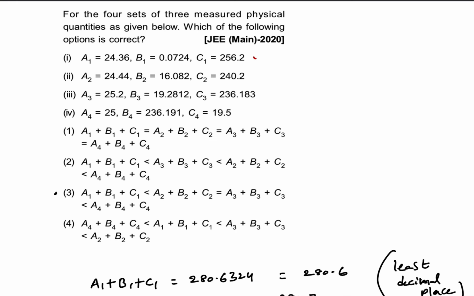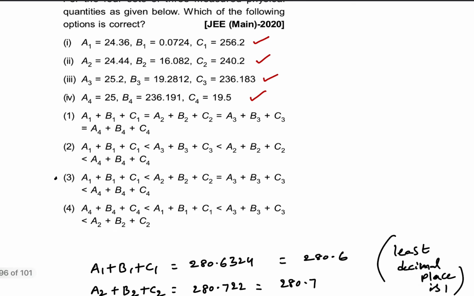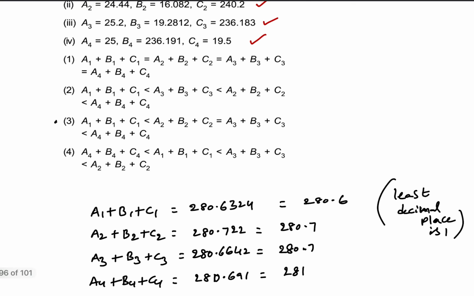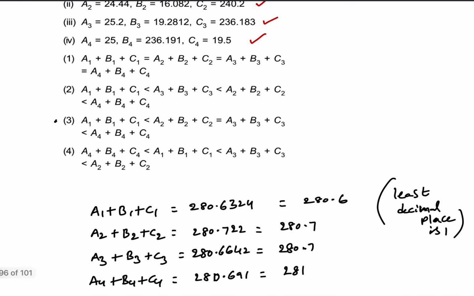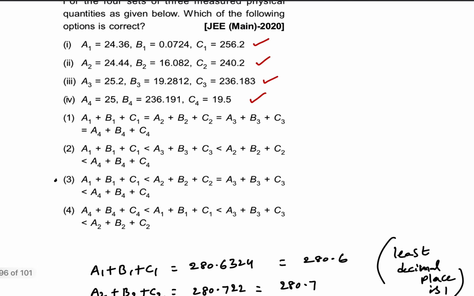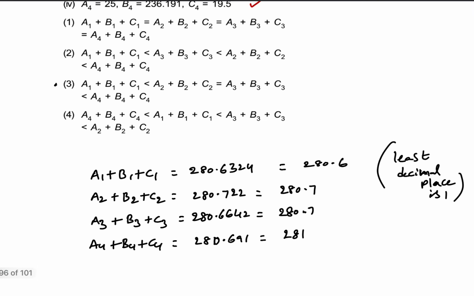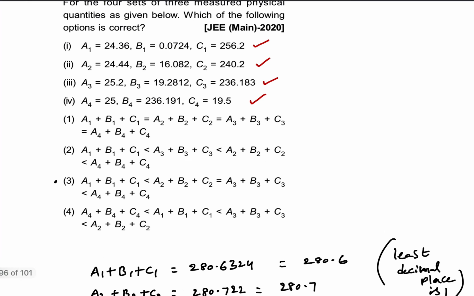Okay, next question. You can see 4 sets are given: a1 b1 c1, all values they have given, a1 value, b1 value, c1 value. Similarly a2 b2 c2, a3 b3 c3, and a4 b4 c4 values are also given. If you add a1 plus b1 plus c1, you can get the result you can see here.